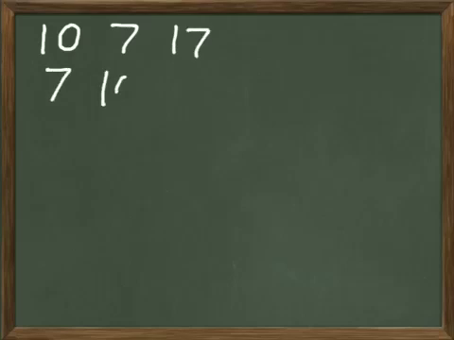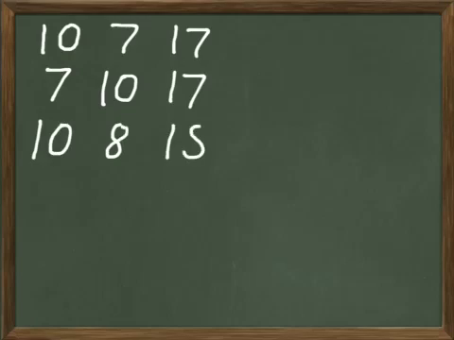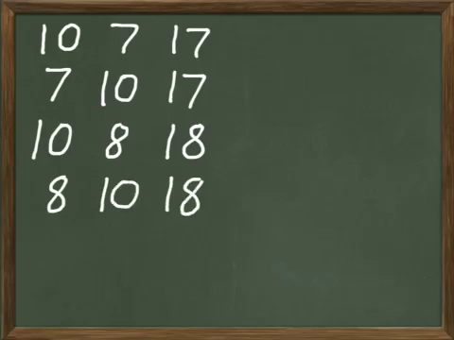How about 10 and 7? 10 and 7 are 17. So 7 and 10 are 17. How about 10 and 8? 10 and 8 are 18. And so 8 and 10 are 18.